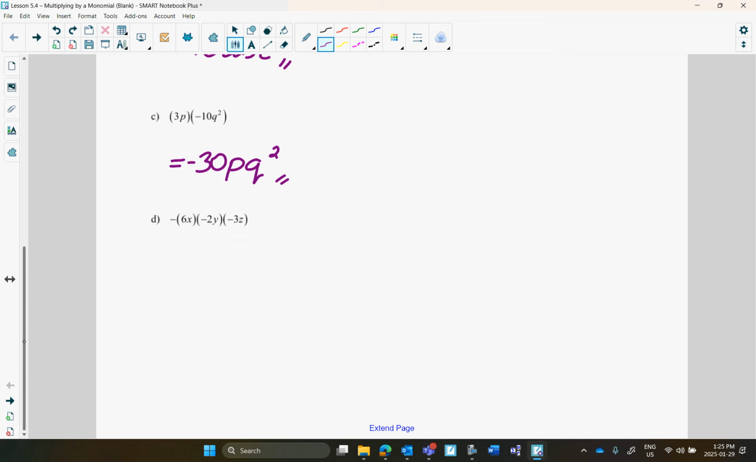Well, first of all, let's figure out if the answer is going to be negative or positive. Negative, because there's 3 negatives. So now we just do 6 times 2 times 3 times x times y times z. And of course, we don't have to write the multiplication symbols. That's not what we do in algebra. It's still 3 negatives getting multiplied, which is going to be negative.